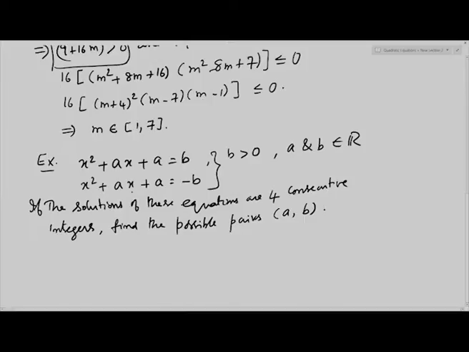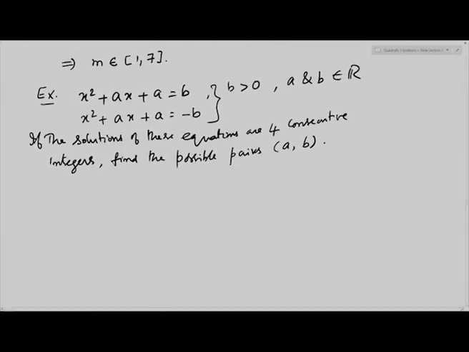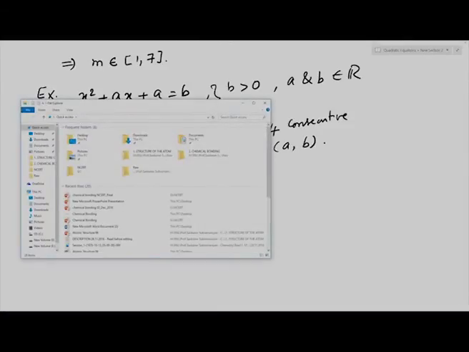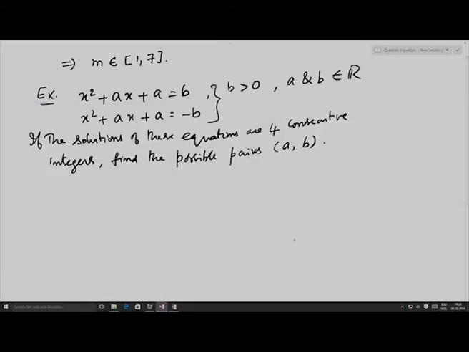So, we are given two quadratic equations, and the only condition I know is that b is a positive number, and if the solutions of these equations are 4 consecutive integers, then what are the possible pairs (a, b)? So, how do we proceed with this? Now, if you look at these equations, the left hand sides are the same, only the right hand side differs: in the first equation it is b, in the second equation it is minus b.